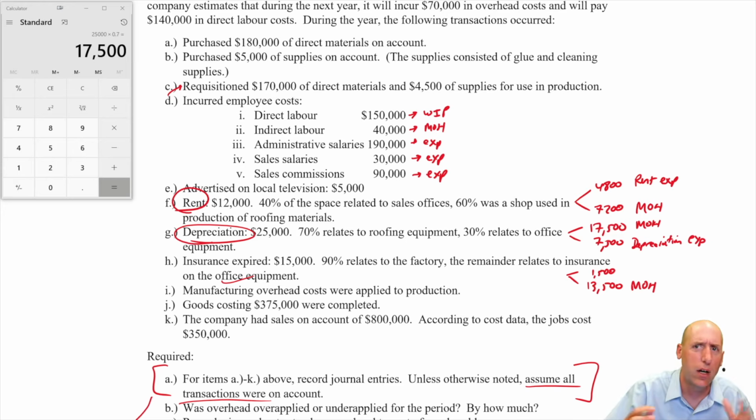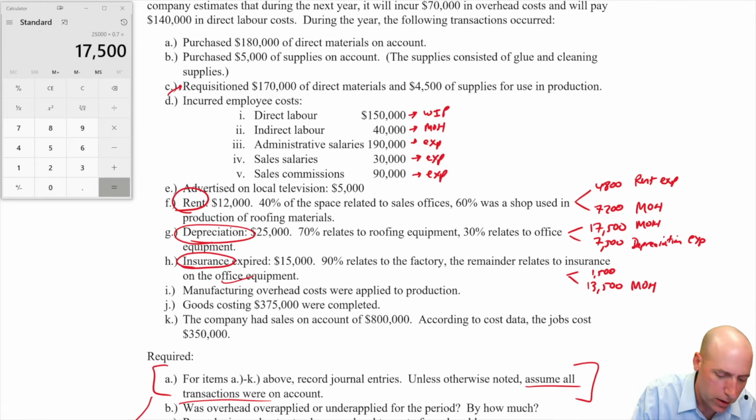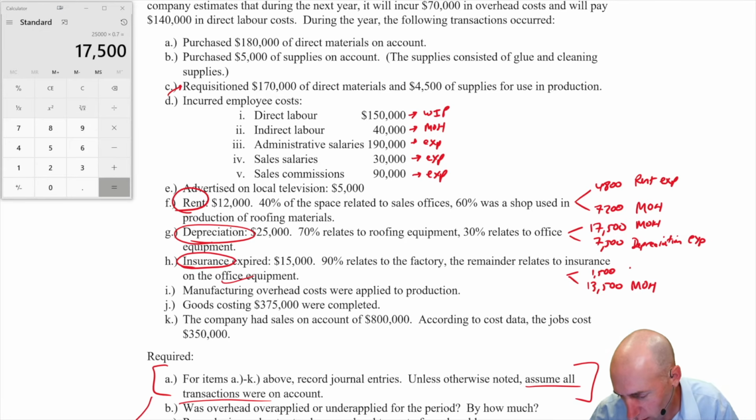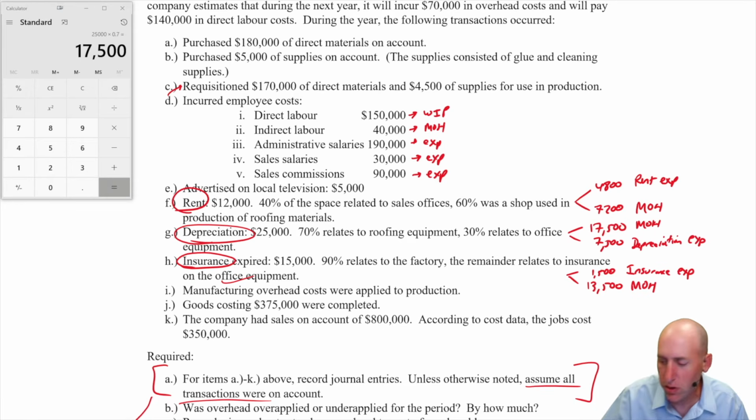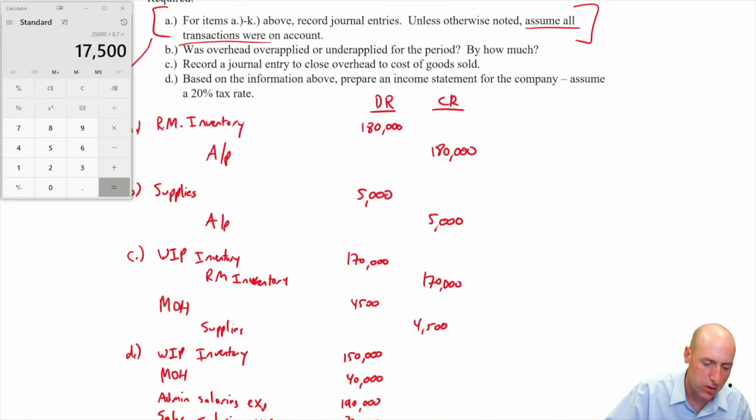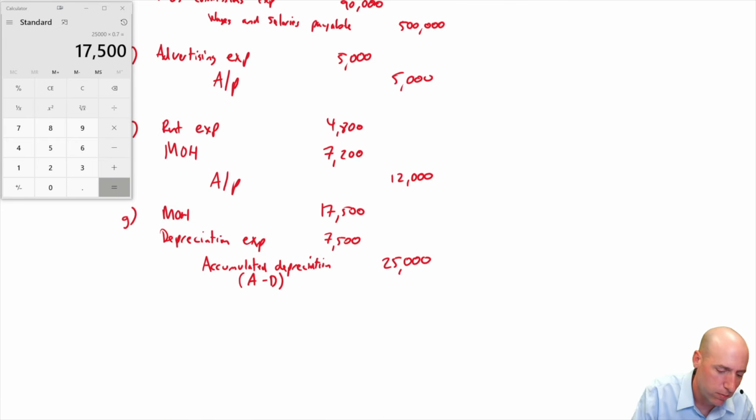It's not a product cost. It's outside of it. Because it's an office cost, an administrative expense, we just figure out what it relates to and call it an expense. So we're going to debit insurance expense. So insurance expense, $1,500, MOH, $13,500, and on we go.